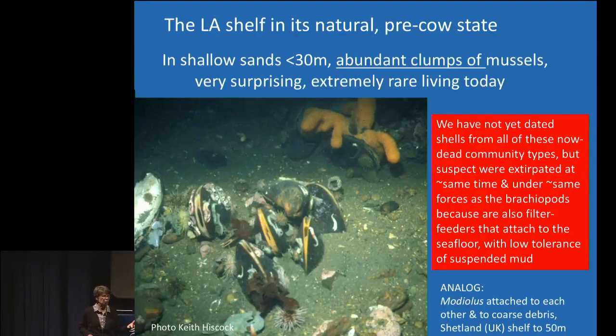A diver off Redondo Beach around 20 years ago found a clump. Some clumps show up on the sandy, shallow shelf around the Catalina Islands and other islands. But we think, based on the dead shells, that on the inner shelf, less than 30 meters, this was a really common community type. That basically is another completely lost community.